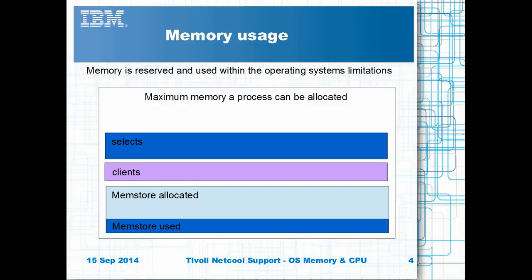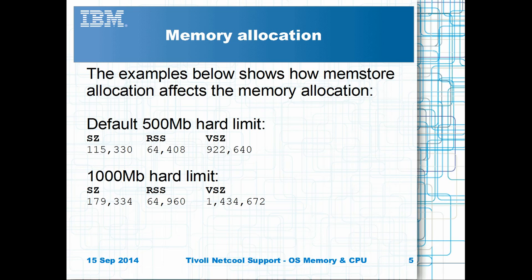The object server process takes memory on startup relative to the allocated soft and hard limits. Its other memory usage is made up from the number of clients connected and the active selects. For example, the default object server will be using 115 megabytes and reserve 922 megabytes of RAM. If the hard limit is increased to 1 gigabyte, the object server will be using 179 megabytes and will reserve 1.4 gigabytes of RAM.